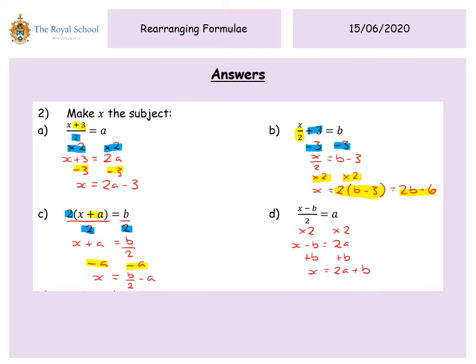So part D here, we can see that x, first off we took away b, and then next we divided by 2 in that order. So the first thing we do is get rid of the divide by 2 by timesing by 2, and then we get rid of the minus b by adding b.